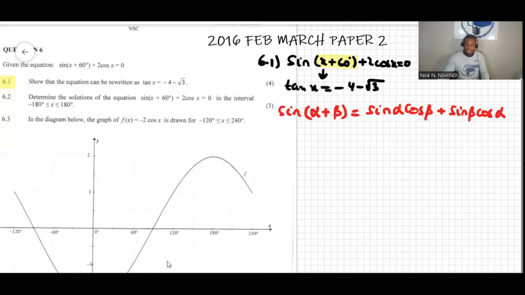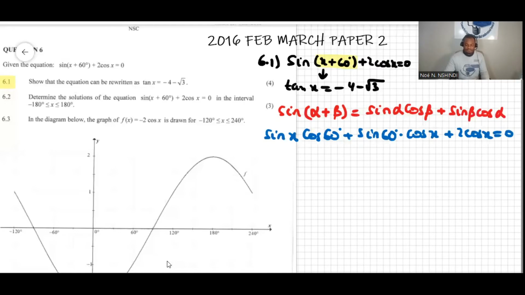Instead of writing sin(x + 60°), I can just write sin x times cos 60°, plus sin 60° times cos x, plus 2 cos x equal to 0.